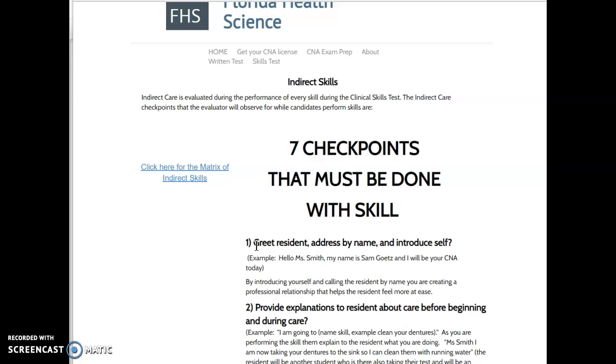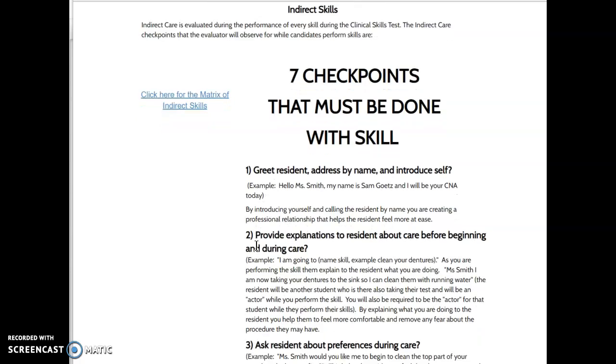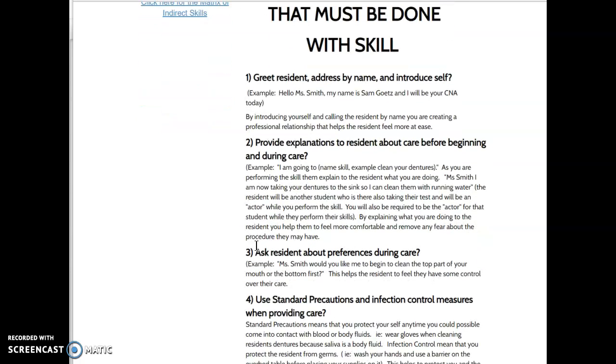So, hello, Miss Smith. My name is Sam Goetz. I'll be your CNA today. It's really important that you introduce yourself by calling yourself your name, and it helps to promote this professional relationship and make your patient feel at ease.